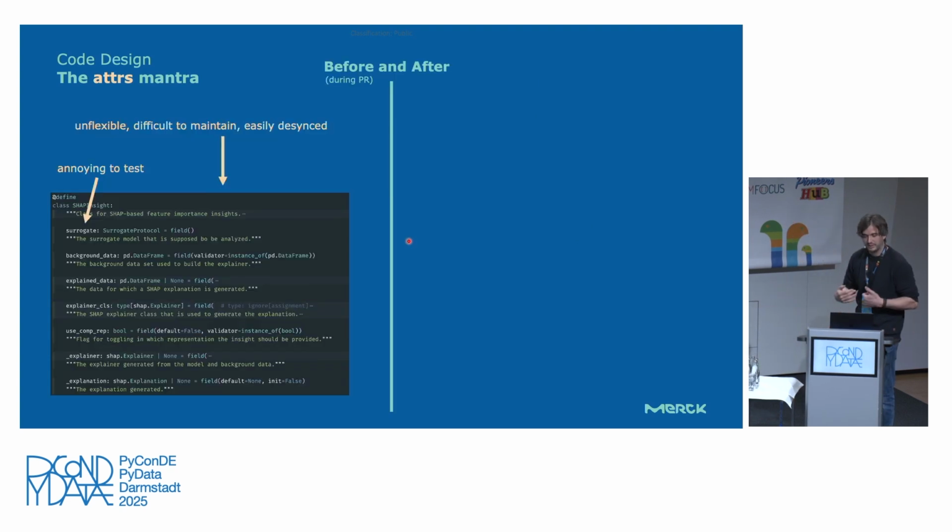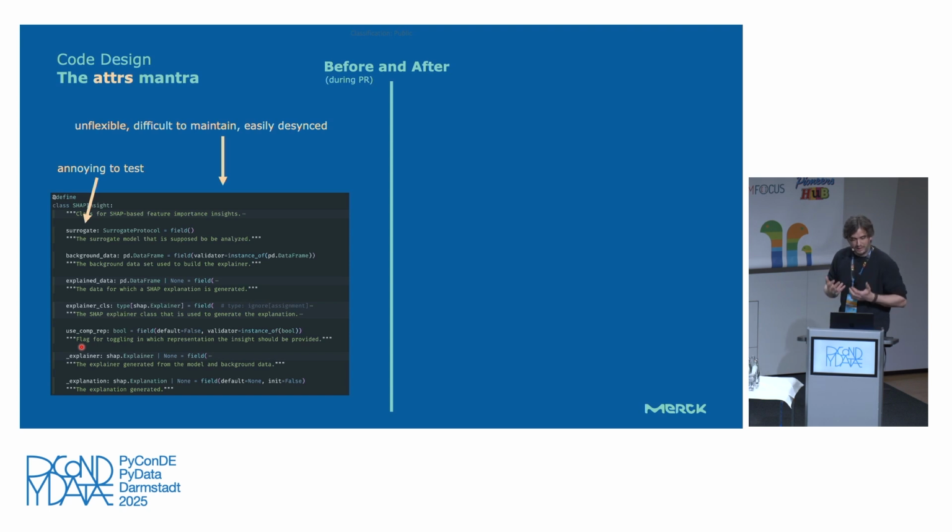And I can show you a concrete example of what this could look like. I hope this is big enough. Here is one of our latest additions, a feature for SHAP value computation, and this was an early draft of the class during the pull request. If you look at that, what you see is a lot of different attributes. It's complicated how they interact within the class. It's very hard to test because whenever you need to instantiate the class, you basically have to specify all of them. It was rather difficult.